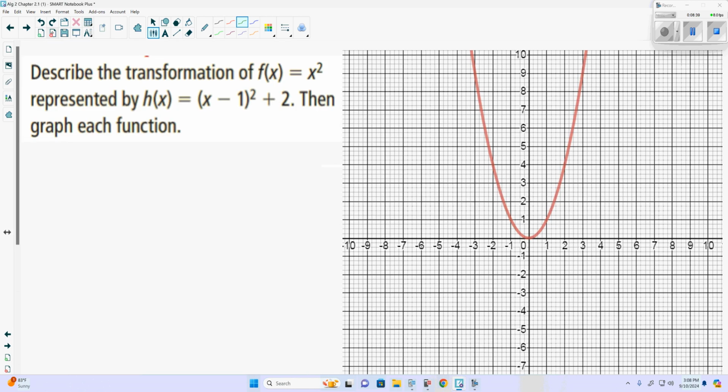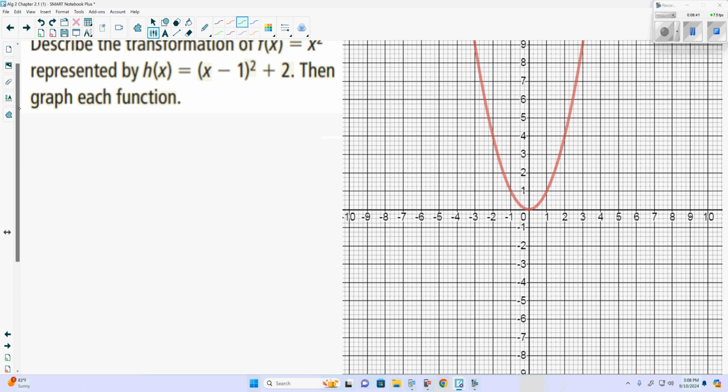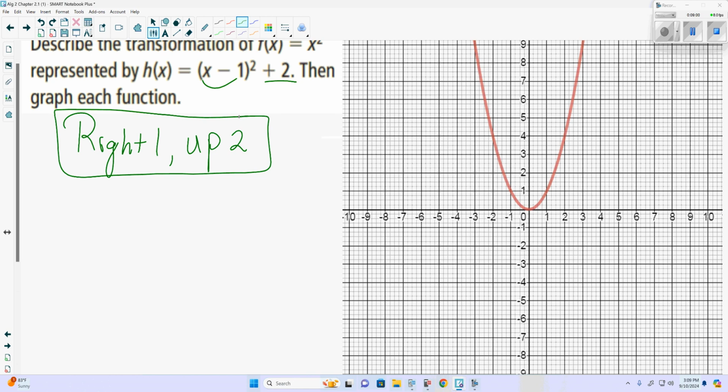We're gonna do it. x minus 1 squared plus 2. The x minus 1 is telling us it's moving where? Right 1. And up 2. So the x minus 1 would be our right 1. The plus 2 outside the parentheses would be up 2.